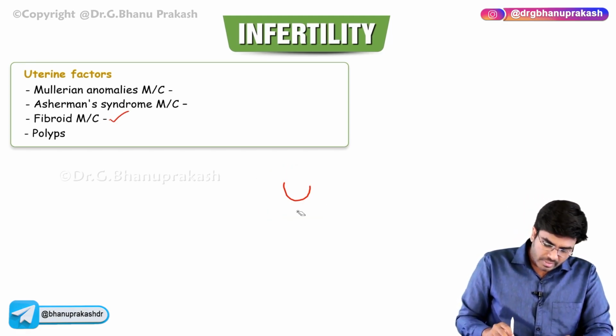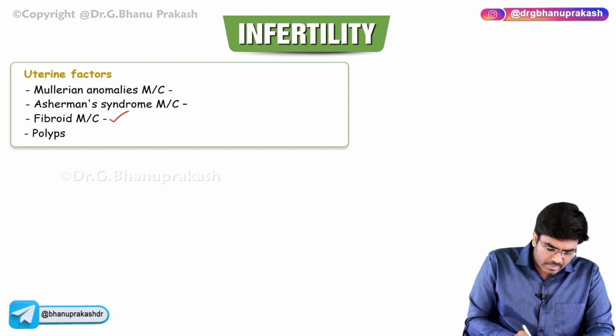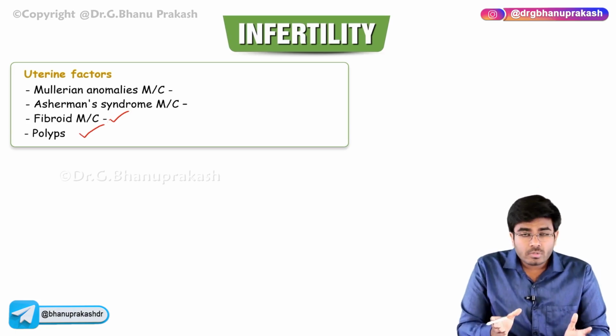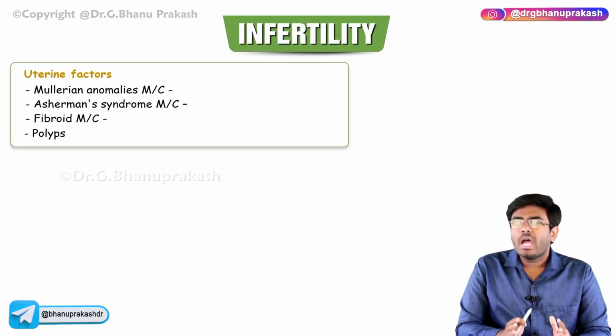Okay, so very important point, submucous fibroids are associated with infertility, and same like polyps also. Polyps also account for infertility. So these are the uterine factors of infertility. How to treat them?